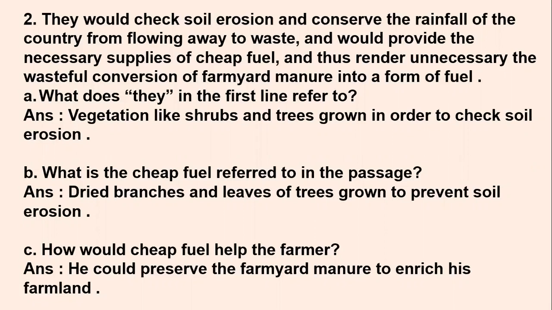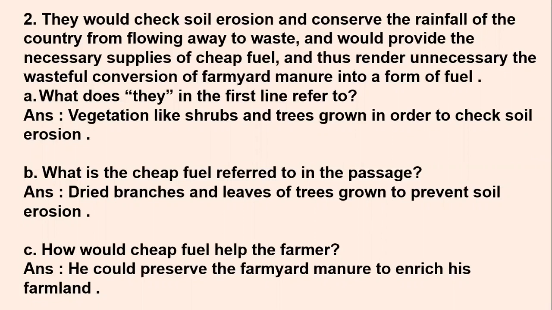Okay, next question. What is the cheap fuel referred to in the passage? Here you come across the words "cheap fuel" in the sentence. So what is this cheap fuel? So the answer is, it's dried branches and leaves of trees grown to prevent soil erosion. So when you are growing this vegetation, it dries and the leaves fall down. So this can be used as cheap fuel.